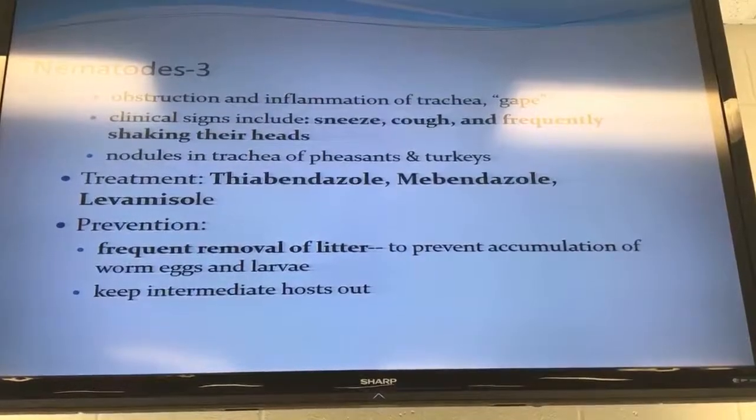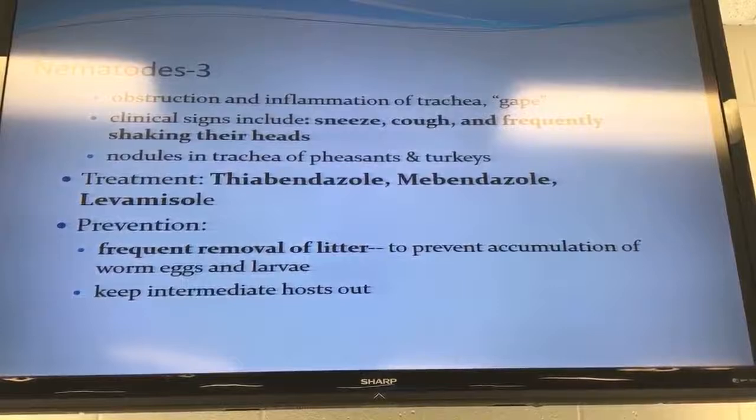Now, the one thing I want you to remember about this is Syngamus trachea. The parasite is located where? What clinical signs do you see? Sneezing, coughing, shaking head, okay? And how do these look? What color are they? Red. What shape are they? Y shape. And what do you treat it with? Mebendazole, thiabendazole, fenbendazole, okay? And there's a similar species that's located in ducks and geese, and it's located in the same place, okay? Any questions about Syngamus trachea?